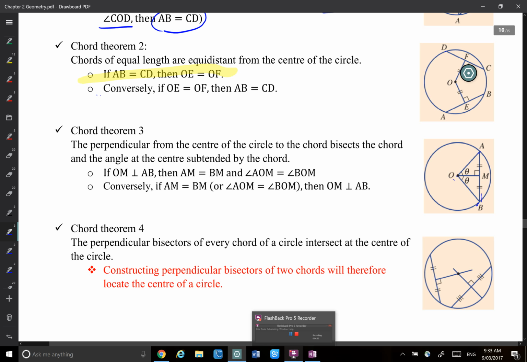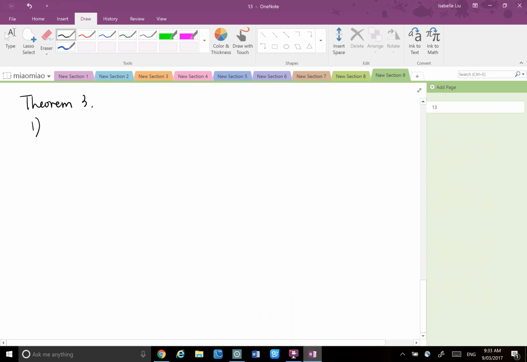So let's do the proof here. Let's draw a circle. Okay, a circle here, and we have a center here.